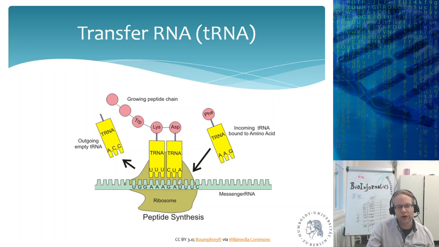In the ribosome, there are three sites. So you have the first site, the entry site, where the tRNA is matched with the codon on the mRNA. Then you have an intermediate site where the binding between the two amino acids occurs, and then you have the exit site, so the empty tRNA is then more or less thrown out of the ribosome when the next tRNA comes in.